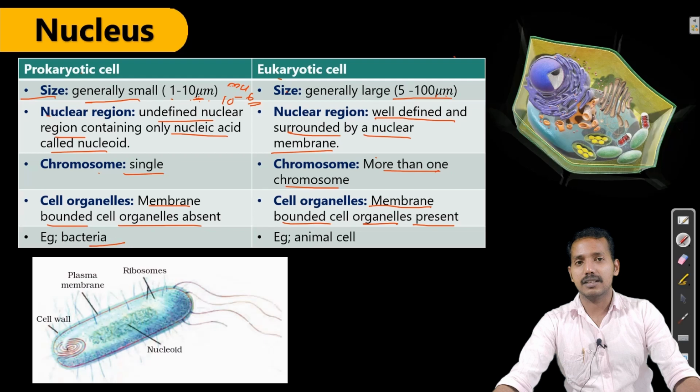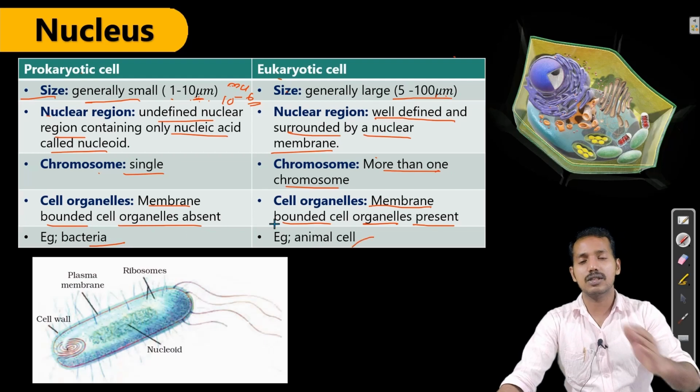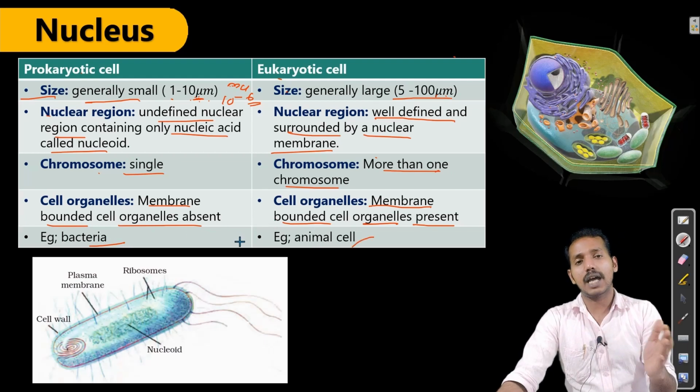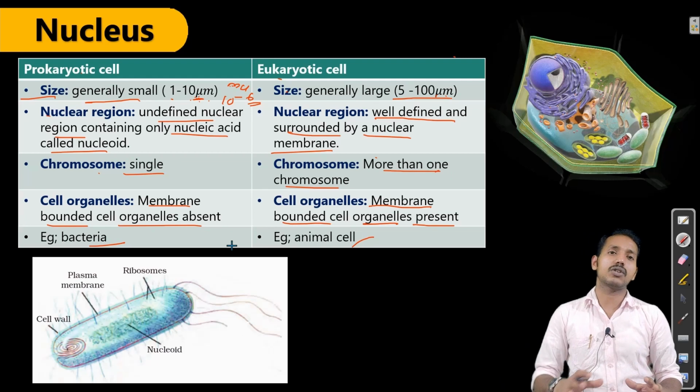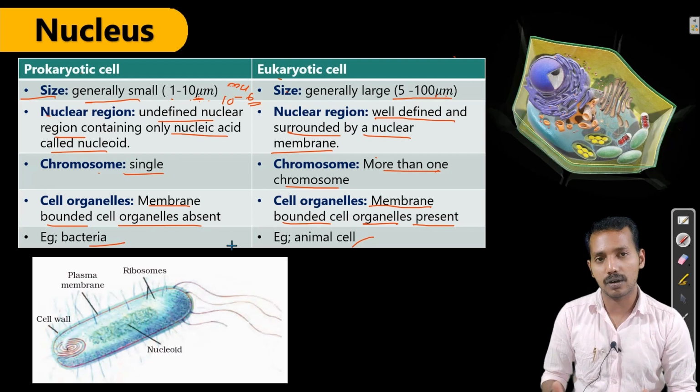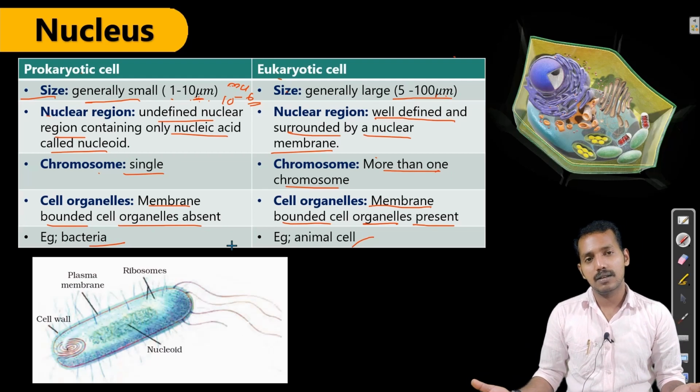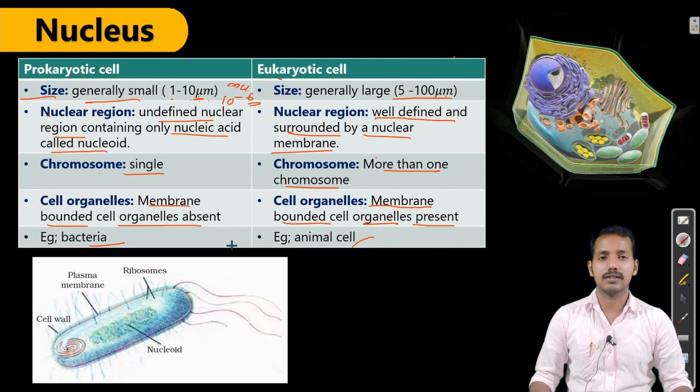Examples are bacteria here, and animals here. So these are the two types of organisms on the basis of the structural organization of the cells, especially in case of the nucleus.